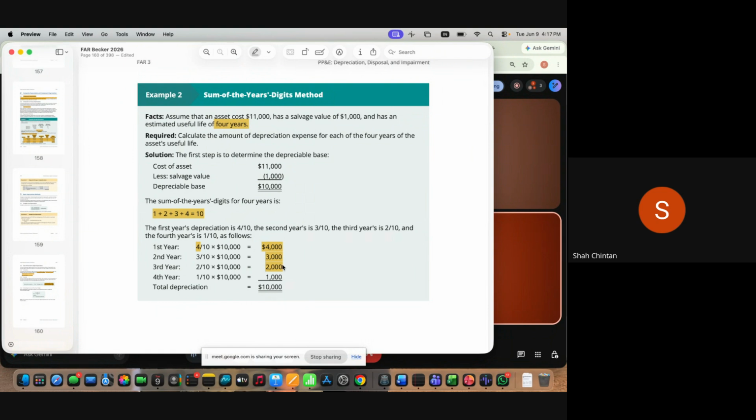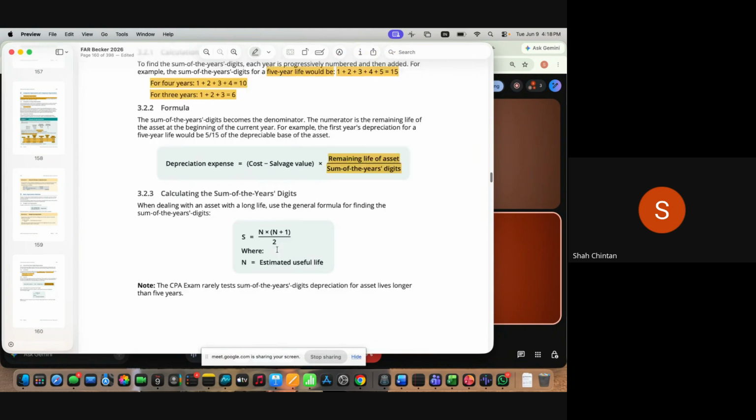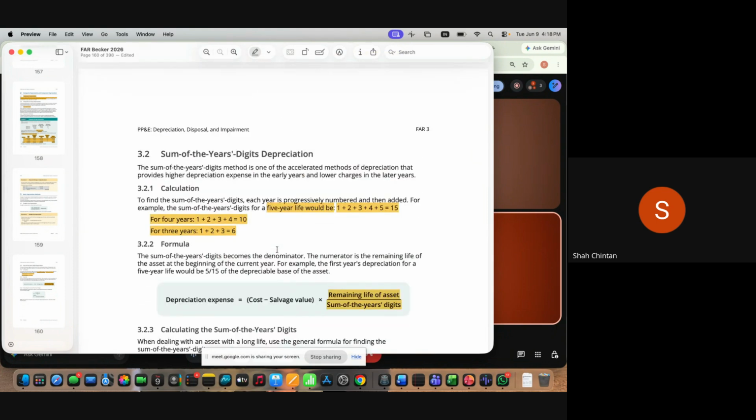So if you see a trend, we are charging a higher depreciation in the initial year, and it keeps on reducing to the lowest depreciation in the last year. Generally used in the industry where asset is having a huge wear and tear in the initial year, and the usage becomes slower and slower, and capacity keeps on decreasing for the fixed asset. Again, a simple mathematical formula. कोई भी डाउट है सम ऑफ योर डिजिट्स मेथड में?